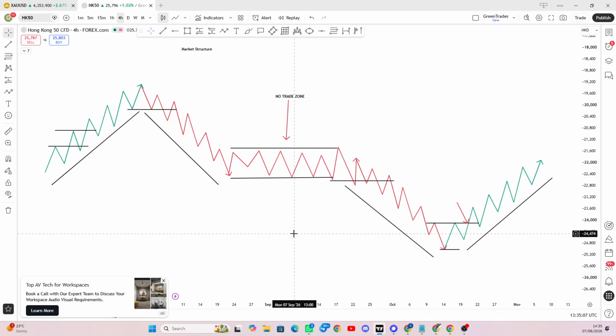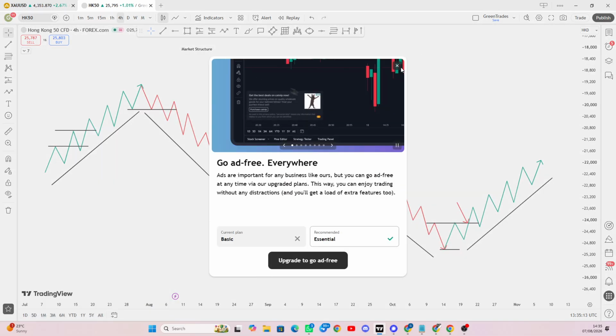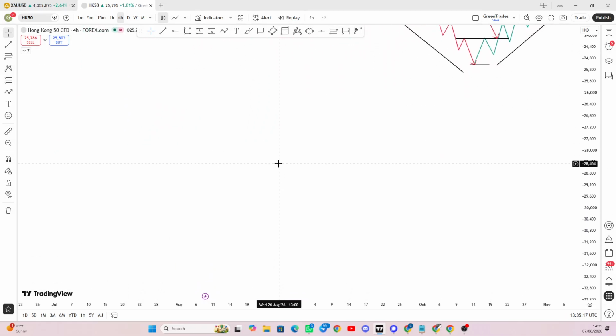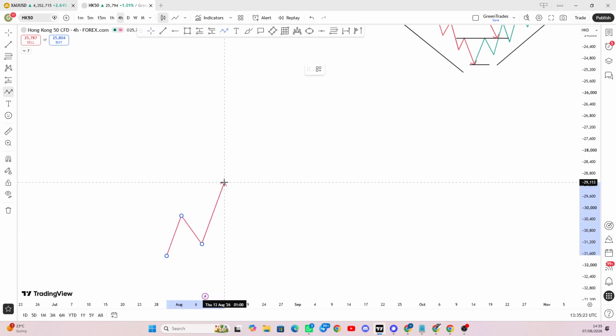Now, I'm going to go into a little bit more, because market structure is not confusing, but sometimes people will get confused as to what market structure is, right? Okay, so let me give you an example. So what you're going to do is, actually, let me just draw some lines, right?